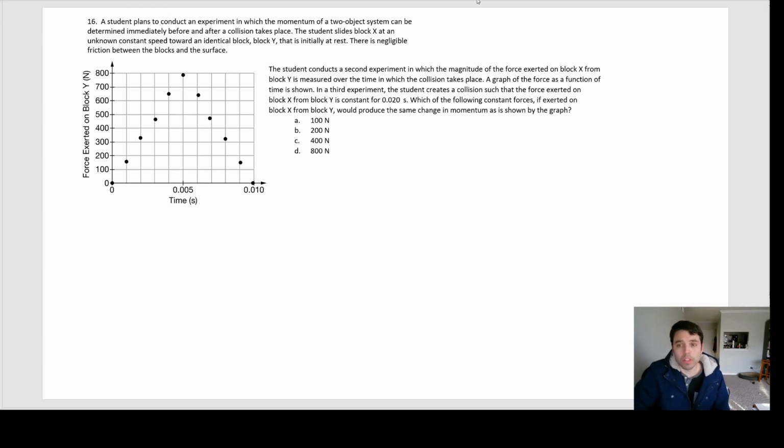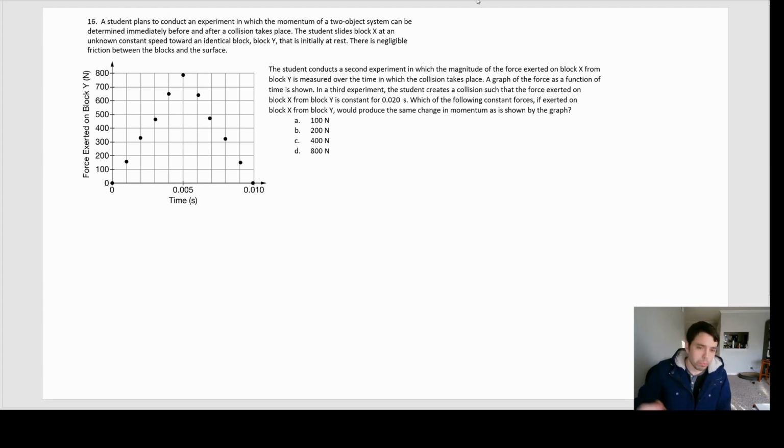In a third experiment, the student creates a collision such that the force exerted on block X from block Y is constant. So it's not changing. See how in this second experiment, the force is changing. Right, it's going from 0 to 150 to 325 to 475 to 650, 800, and then back down. Right, the force is changing. But in experiment 3, the student is now going to conduct an experiment in which the force is constant. Right, it's going to be an unchanging force for 0.02 seconds. Which of the following constant forces, if exerted on block X from block Y, would produce the same change in momentum as shown in the graph?